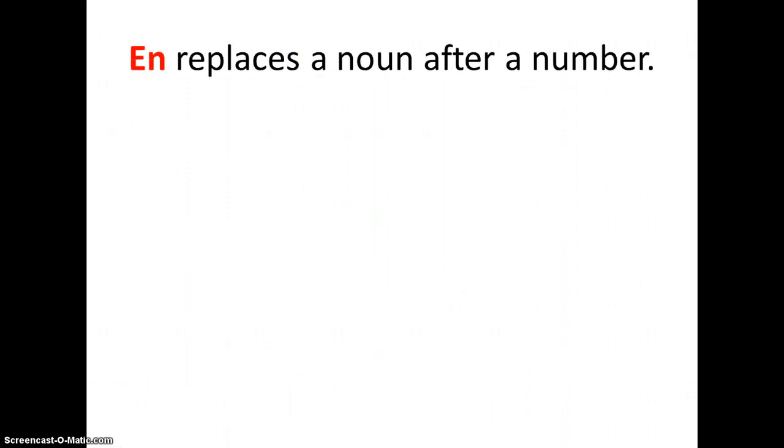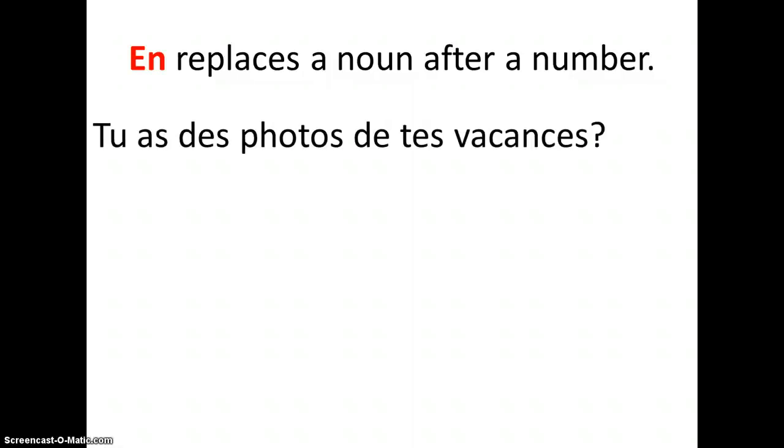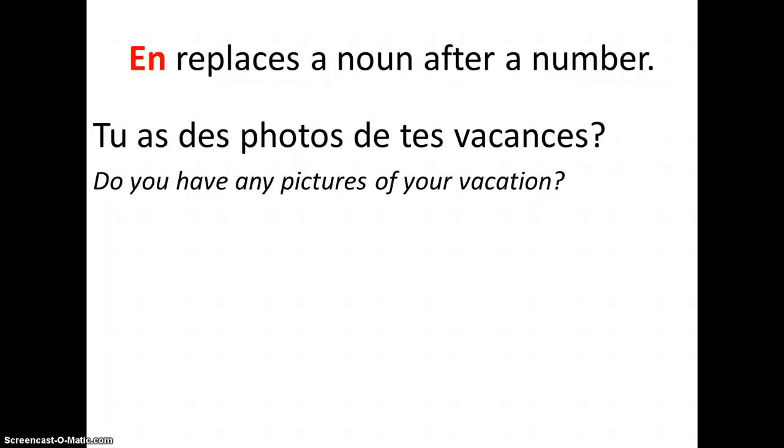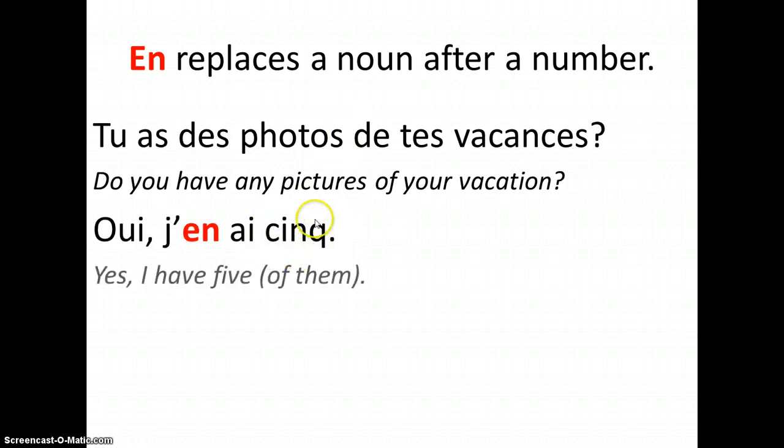En replaces a noun after a number too. Whenever you use en, it comes actually after a number. When you're using an expression of quantity, you have to reiterate the number if it's said the first time. So, for example, tu as des photos de tes vacances. Do you have any pictures of your vacation? This whole expression becomes en. So the answer will be oui, j'en ai cinq, for example. I have five. So if it's about quantity, you have to put the exact number at the end of the sentence.